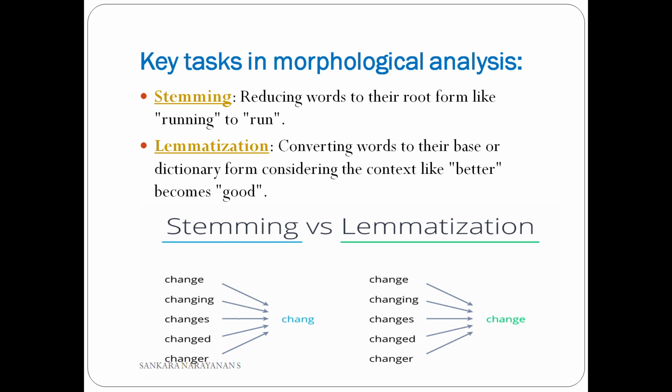There are two key tasks we do in morphological analysis. First one is stemming, second one is lemmatization. What is stemming? Stemming denotes reducing words to their root form, like running to run.